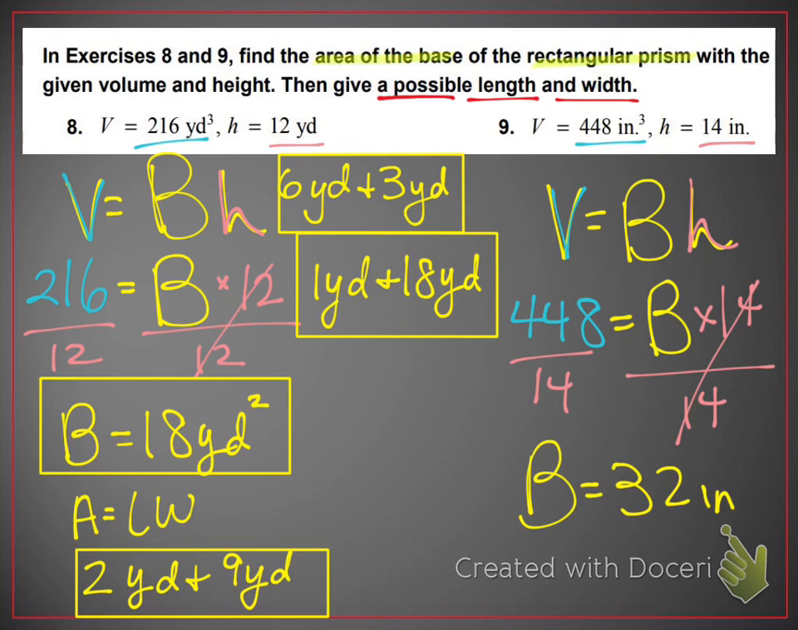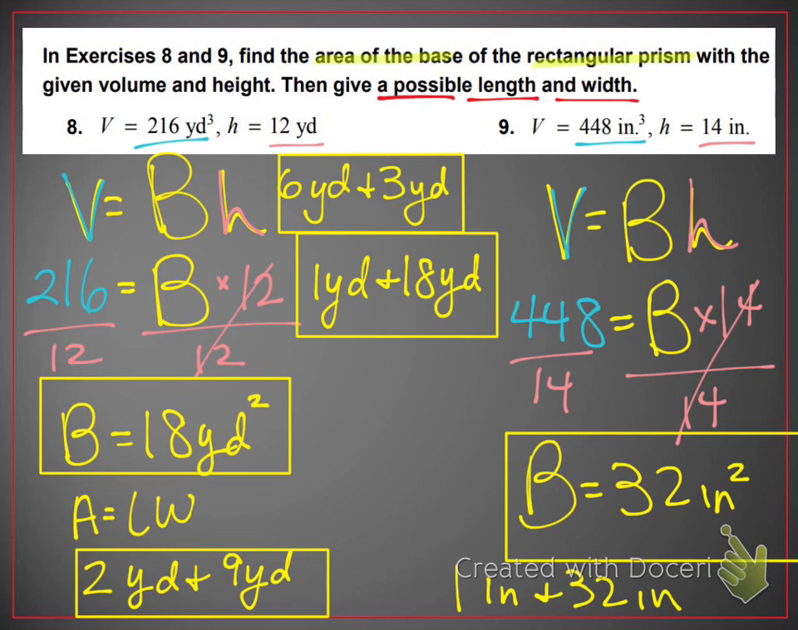Is it inches or inches squared or inches cubed? Inches squared. And then we do the same thing. You give a possible length and width. So let's start very small. 1 and 32 is what I was going for. 1 inch and 32 inches. Make sure you're putting the measurement. And then go to 2. What else is there? 2 and 16.